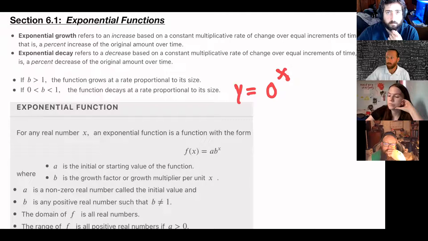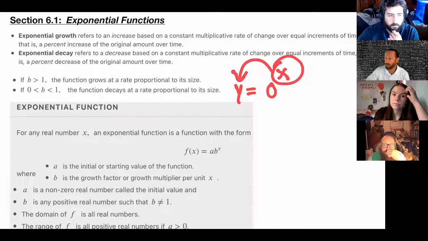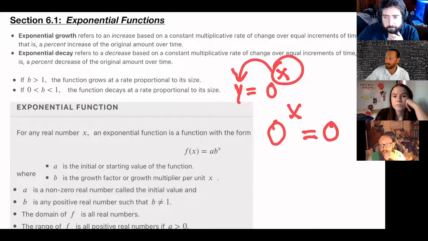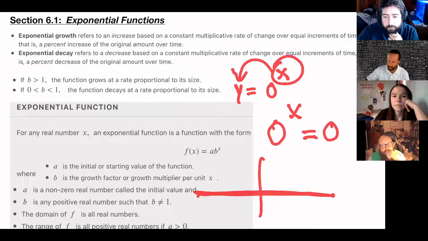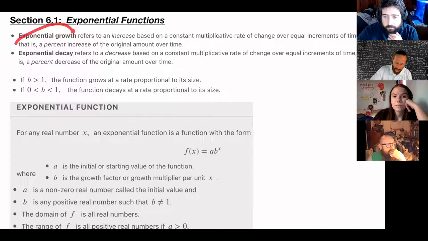Nope. What if I chose any number? I asked every single one of you to give me your favorite number, and that's what I plugged in for x to see what I got out for y. What would the result be for every single one of you? 0. Yeah, very good, Drew. Because we know 0 to any power is going to spit out 0. And if we were to graph that, then that would just be this line where y is equal to 0 for any x. Well, that's a line. That's not what an exponential function is going to look like.